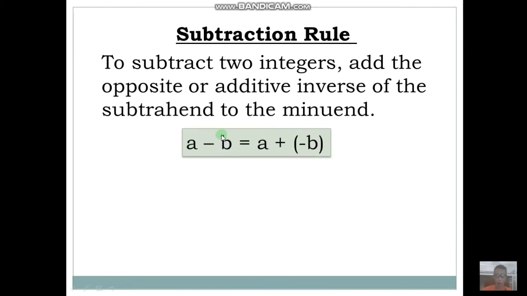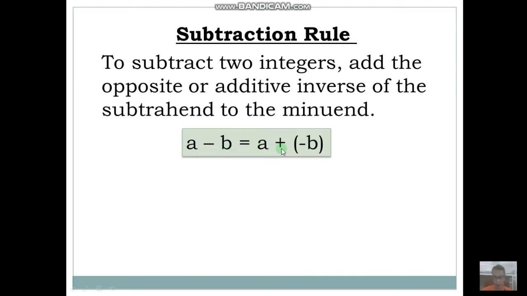So ito yung magiging pattern while doing subtraction of integers. Ang dalawang letra na ito nag-represent ng integers. Ito yung first integer at ito naman yung second integer. Ang tawag natin dito is minuend. Ito naman yung subtrahend.